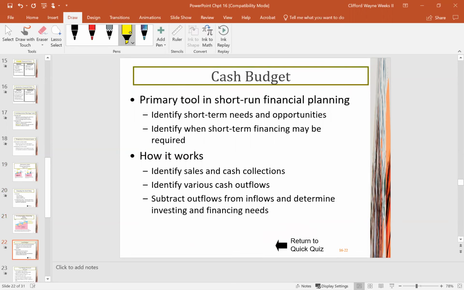So that brings us to the cash budget. It's the primary tool in short-run financial planning. What we need to do is identify the short-term needs and opportunities, and identify the short-term financing that may be required. How it works: identify sales and cash collections, identify various cash outflows, subtract outflows from inflows, and determine investing and financing needs. We briefly talk about this in Accounting 202 when we talk about budgets, and we also talk about it in Managerial Cost Accounting, Accounting 214, if you took it.